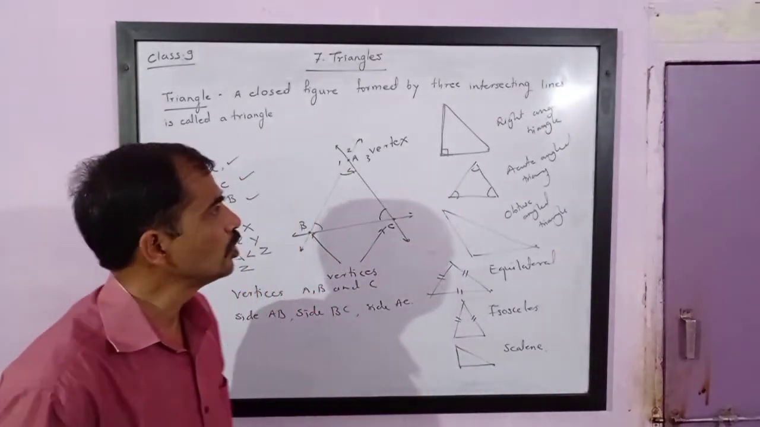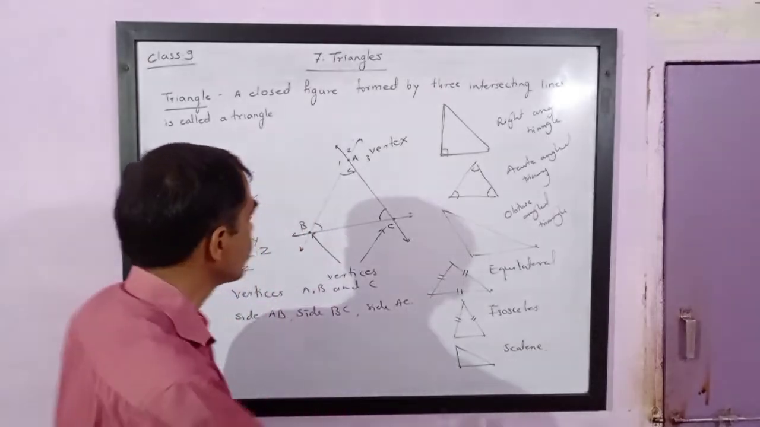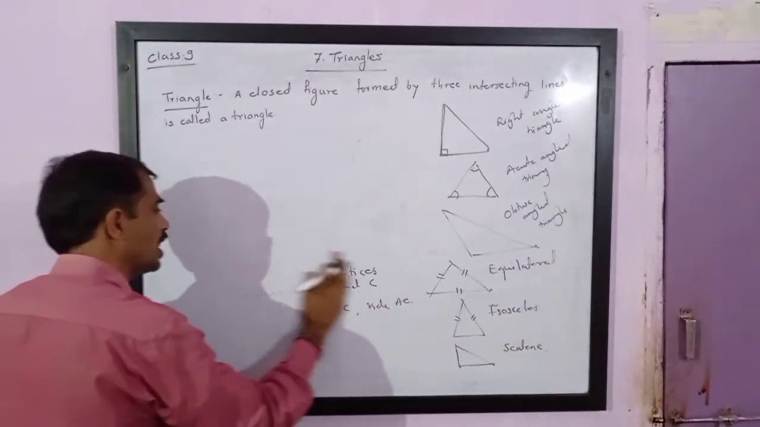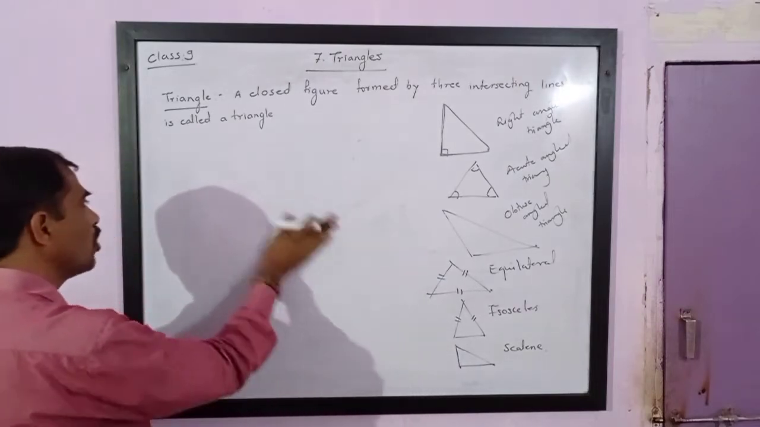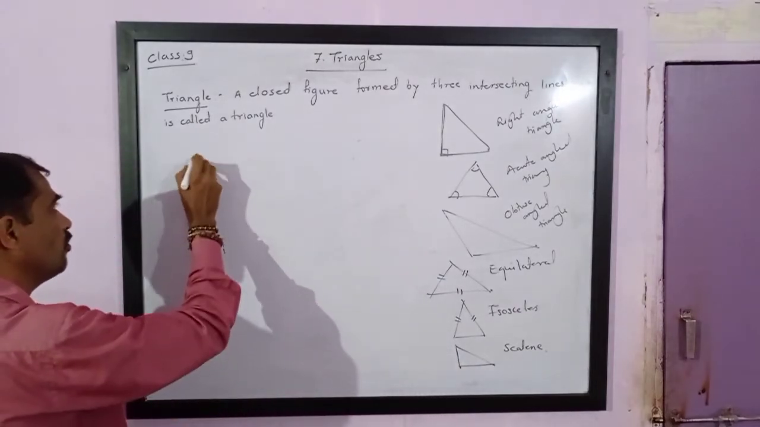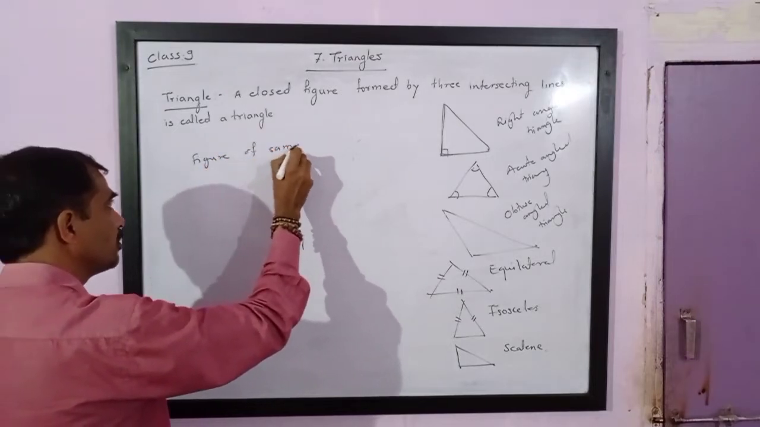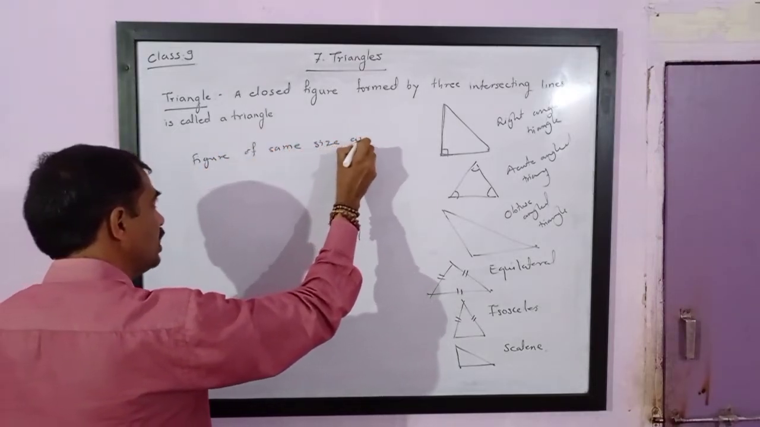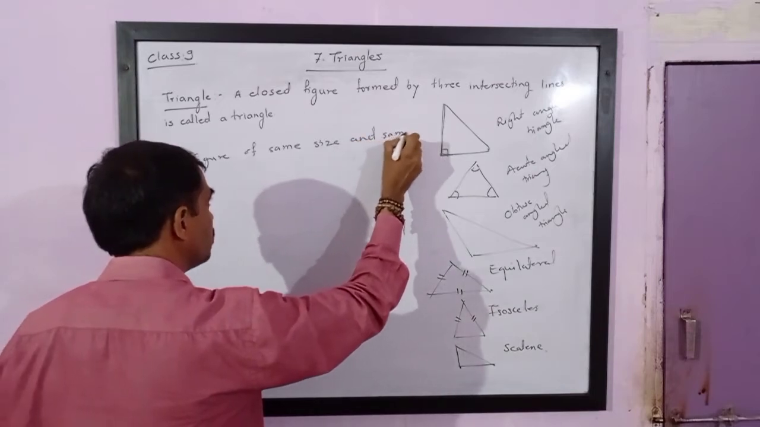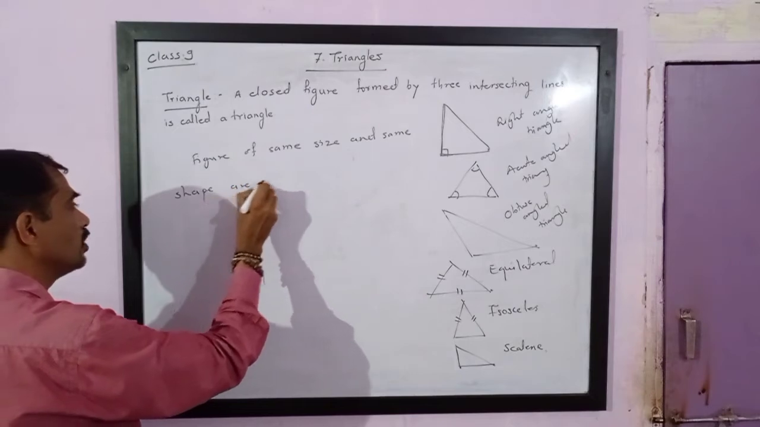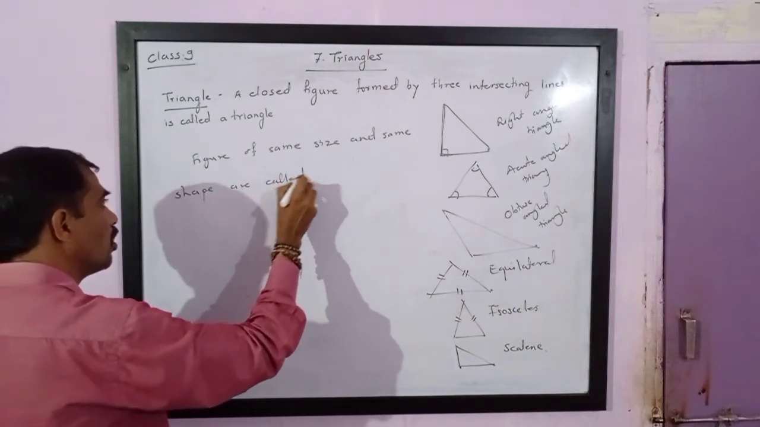Now let us proceed to the next topic, that is congruence of triangles. So for congruence of triangles, we first need to understand what is congruence, what are congruent figures. The figures of same size and same shape are called congruent figures.